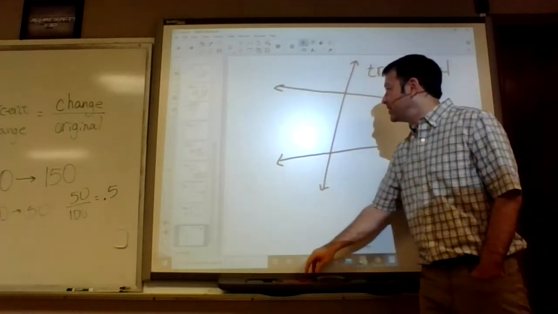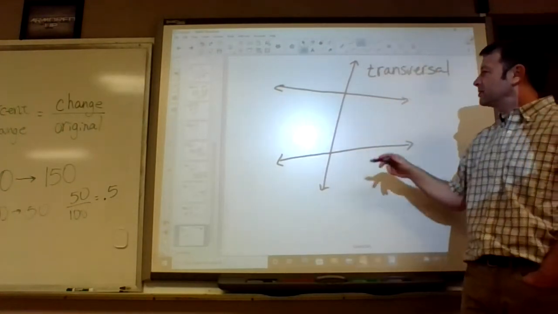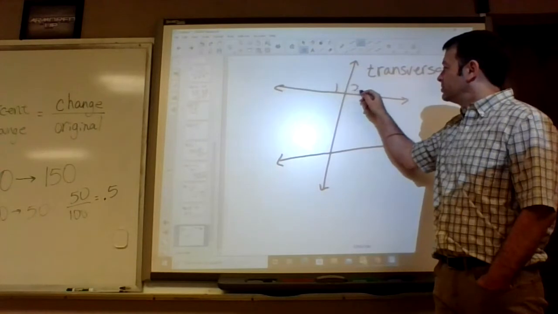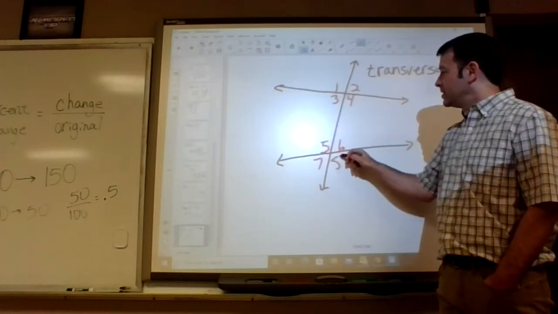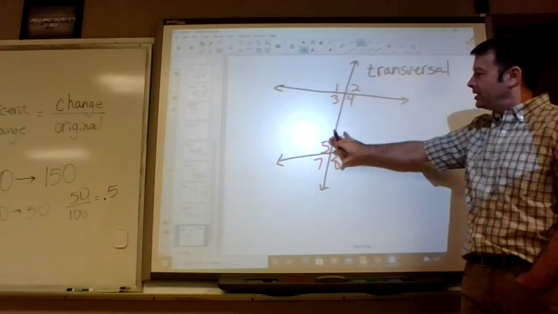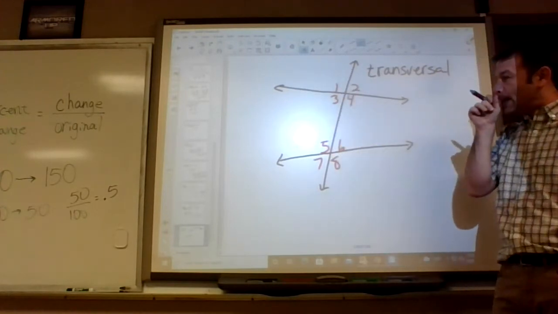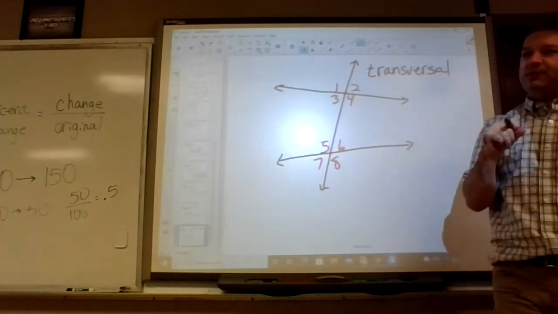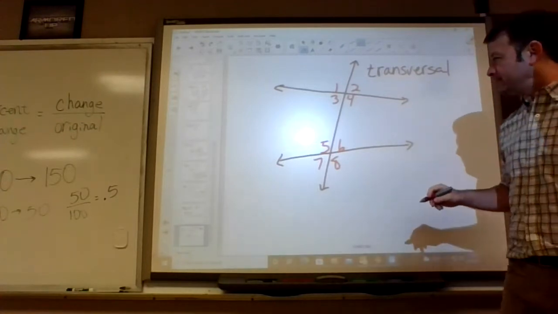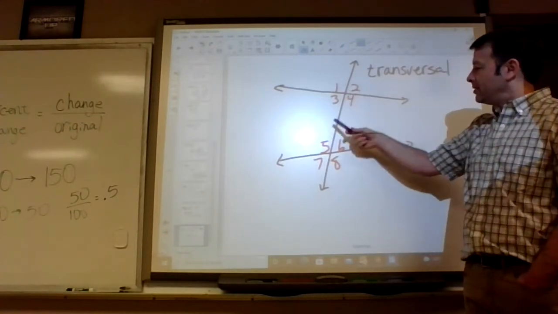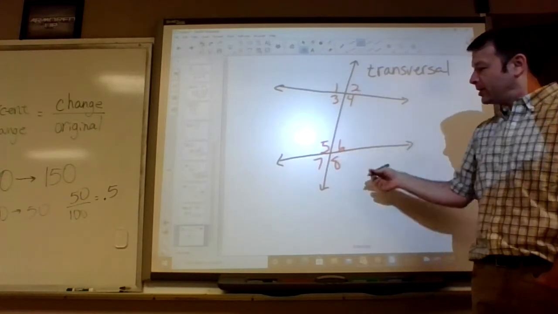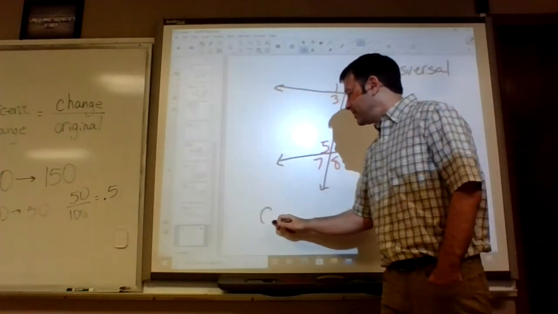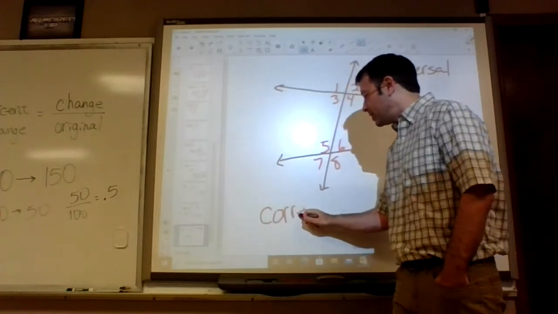All right, how many angles did I create here? 1, 2, 3, 4, 5, 6, 7, 8. So there's two groups of 4: 4 up here, 4 down there. And we have a lot of names for these angles. You see how 1 and 5 are both in the upper left corner, and 2 and 6 are in the upper right. Those matching angles are called corresponding angles.